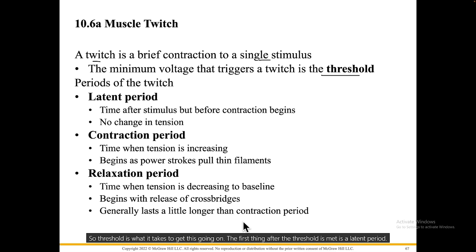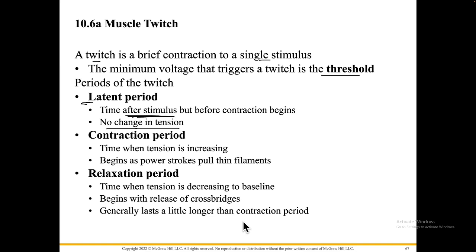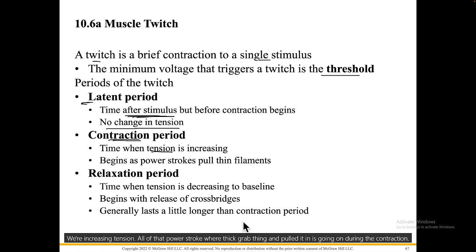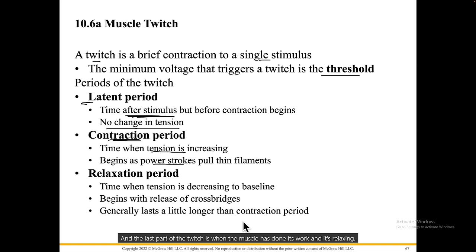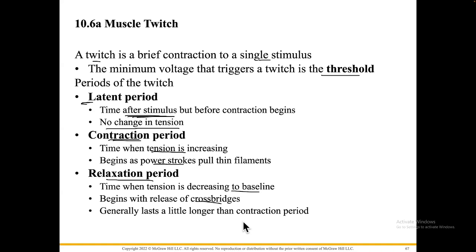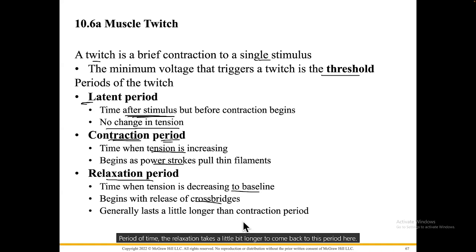The first thing after the threshold is met is a latent period. That's just a moment when nothing happens. But here's the idea. It's after the stimulus. The next thing that happens is the muscle actually contracts. We're increasing tension. All of that power stroke where thick grabbed thin and pulled it in is going on during the contraction. And the last part of the twitch is when the muscle has done its work and it's relaxing. We're going back toward that baseline. Those cross bridges are letting go. The contraction is a much faster period of time. The relaxation takes a little bit longer.